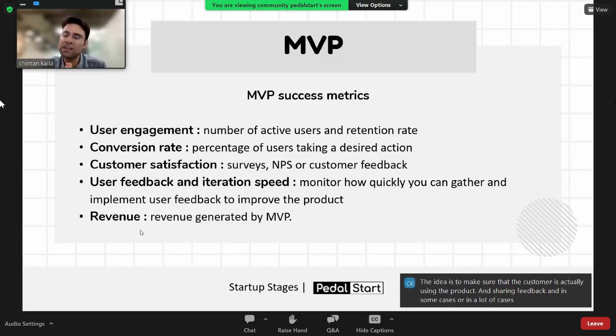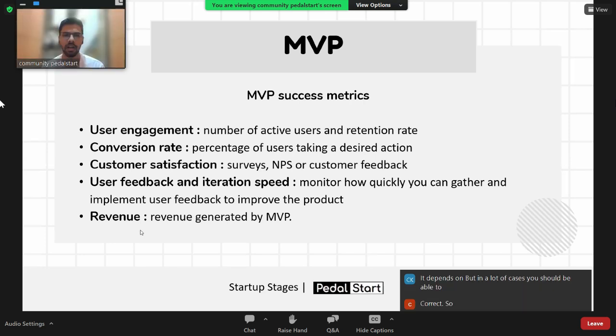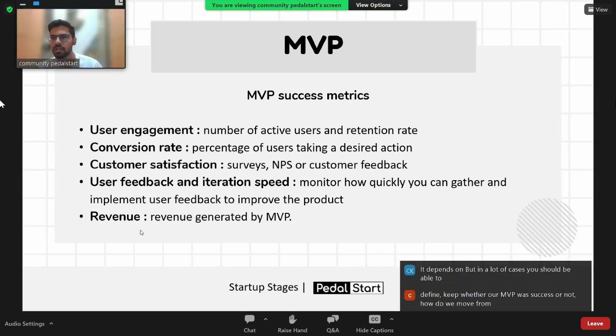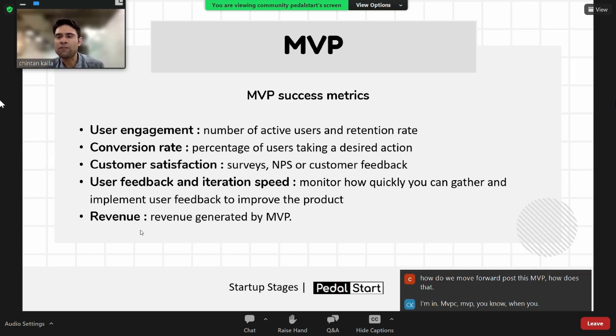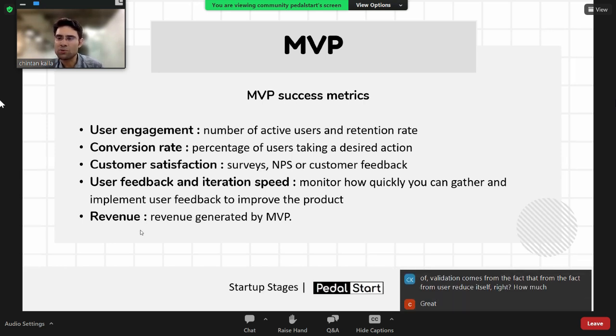In such cases you should be able to monetize your MVP as well. How do we move forward post this MVP? How does that journey probably look like? A lot of validation comes from that itself. Are the users liking it? What sort of feedback are they giving?